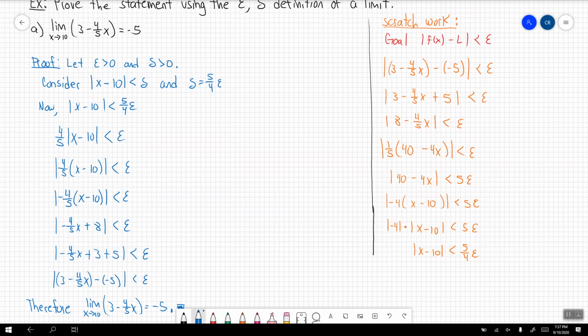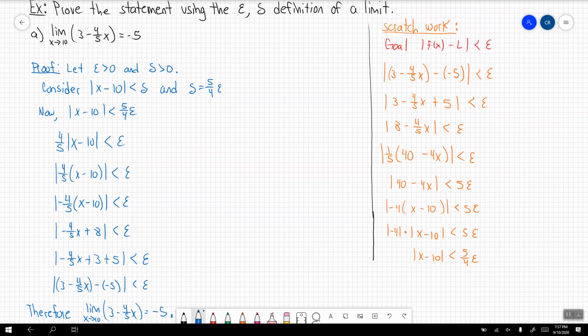And so when you're looking at your scratch work, it is sort of the basis or the map to this proof. And if you can follow that map, it will lead you to where you need to go. Again, the scratch work is kind of like working backwards, working from this ending point and seeing what you need to do to get there.